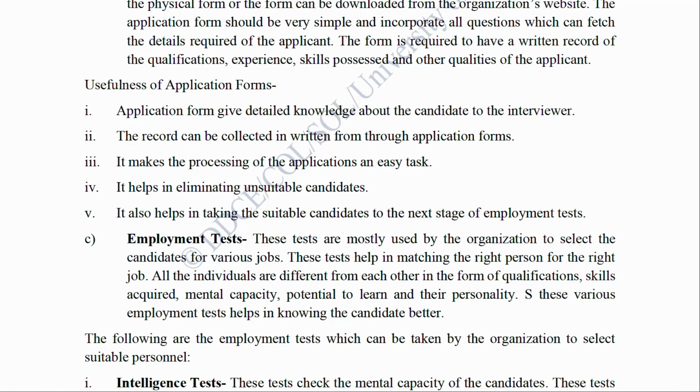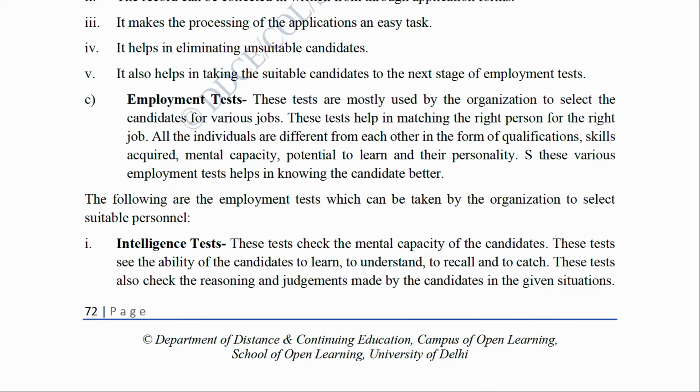Step 3, employment tests. These tests are mostly used by the organization to select the candidates for various jobs. These tests help in matching the right person for the right job. All individuals are different from each other in qualification, skills acquired, mental capacity, potential to learn, and personality. So these various employment tests help in knowing the candidate better. The following are the employment tests which can be taken by the organization to select suitable personnel.